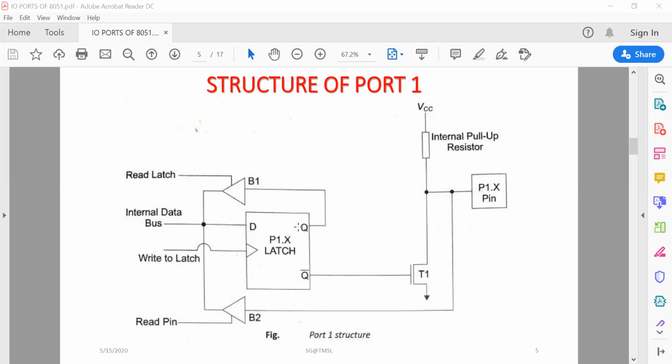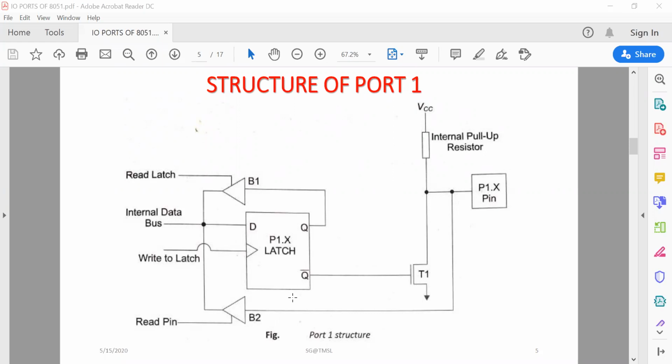When the read latch signal is activated, the latch output is copied, and when the read pin signal is activated, the level of the port pin is copied into the internal data bus. The instructions which activate these signals we will discuss after a certain slide.